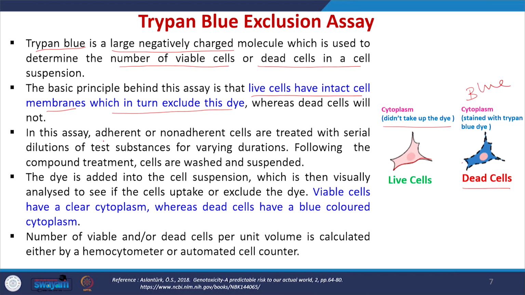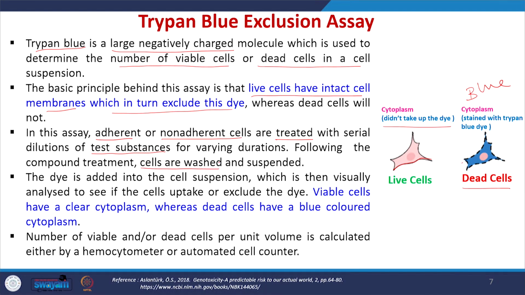This assay can be used for adherent cells or non-adherent cells, and we can treat the cells with serial dilutions of the test substance. For example, if you are using nanomaterial, we can use different concentrations of nanoparticles, and we can incubate the cells for different durations. It can be for 24 hours, 48 hours, or 72 hours, depending on your material's toxicity or depending on the experiment. We have to incubate the cells.